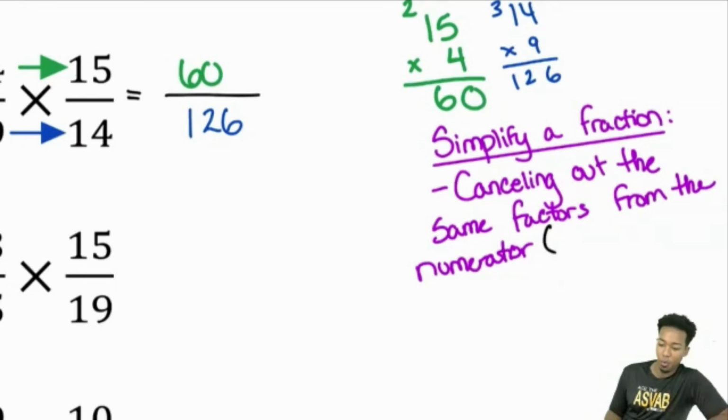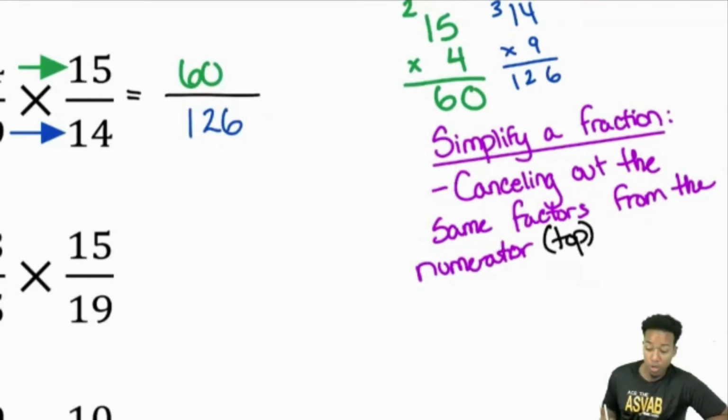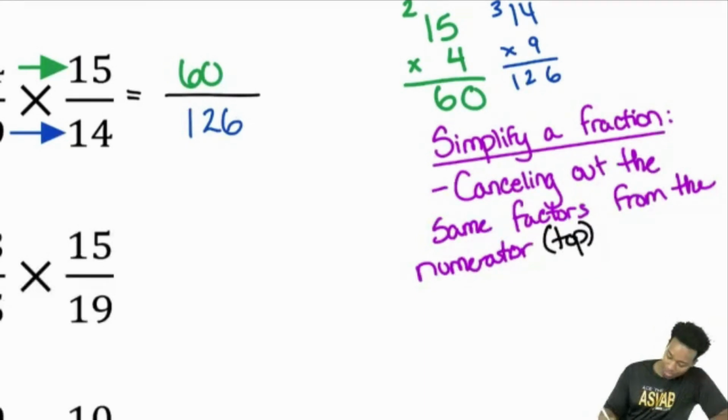And again, everybody, the numerator is the top or bottom? Quick, 5, 4, 3, 2, 1. Hey, Nick, we're not talking about social events right now. We're talking about ASVAB math. So with that, boom, the numerator is the top and the denominator is the bottom. So canceling out the same factors from the numerator and the denominator.